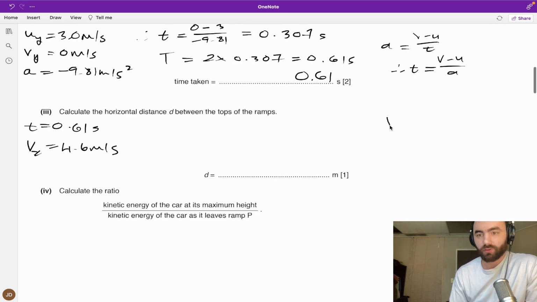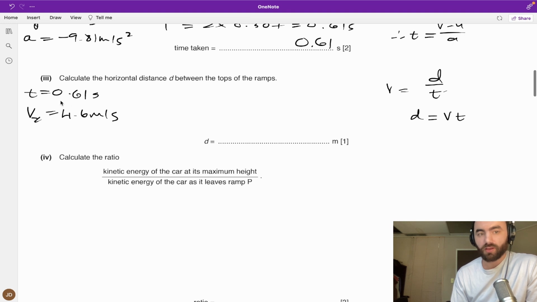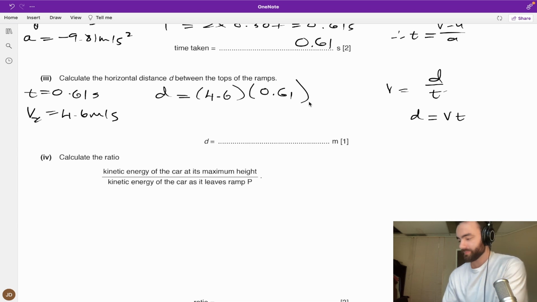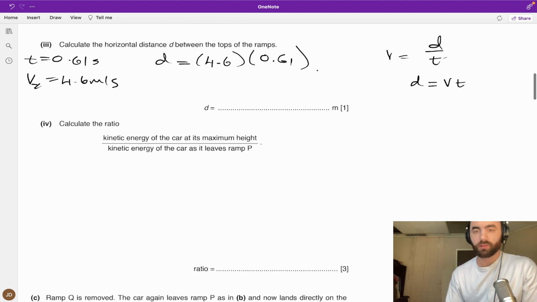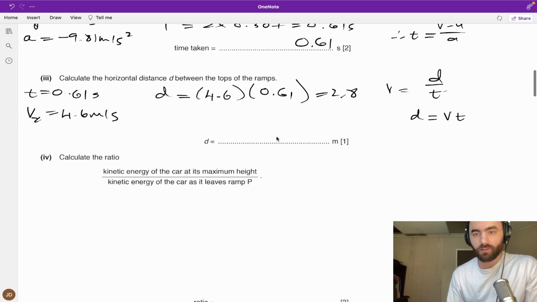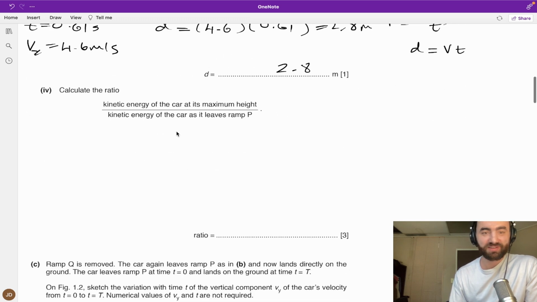So as velocity equals distance over time, distance will equal vt. We have a velocity and we have a time. So our distance across these two ramps will just be 4.6 times 0.61. It's 2.8, so to 2 significant figures, this is 2.8 meters. They write it for us. I really feel like they don't give you enough space in these things.